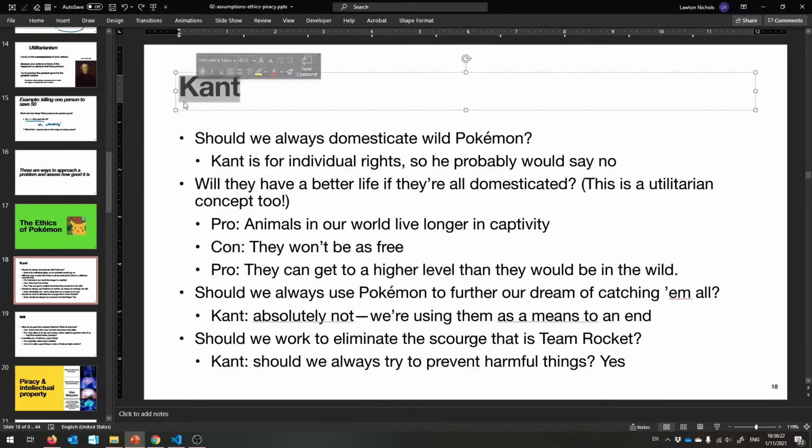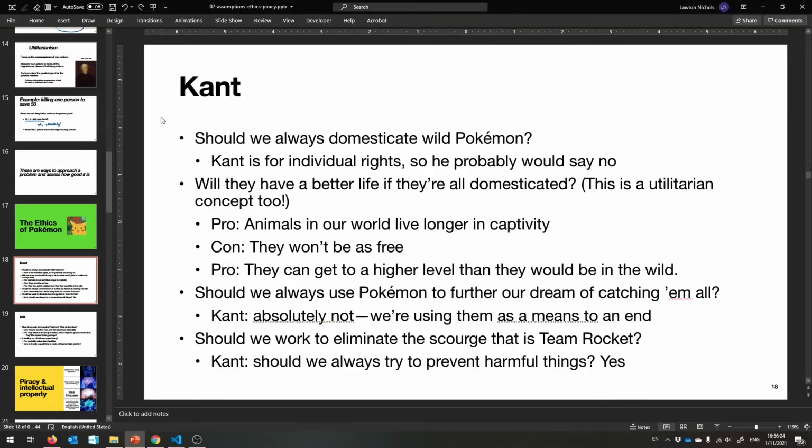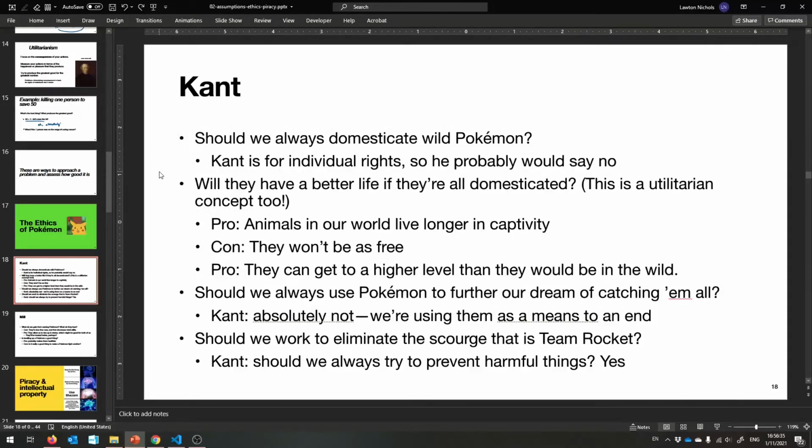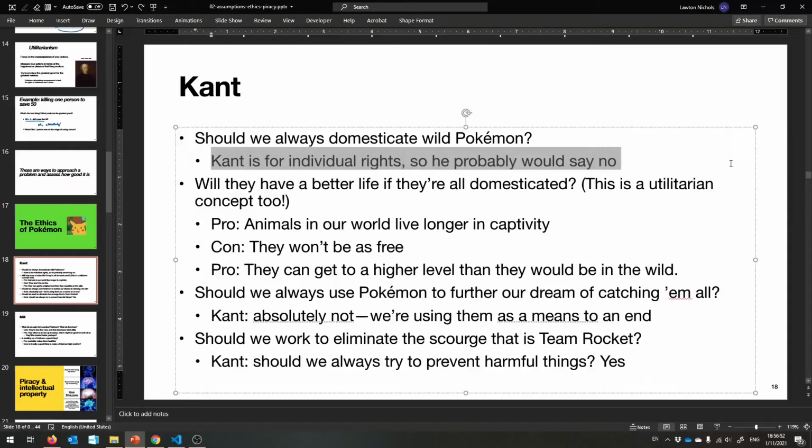So Kant, if we think about him, he would ask questions like, okay, should we always domesticate wild Pokemon? Is this a good idea? Kant is for individual rights, so he would probably say no in this case. Pokemon should be free. I wouldn't want to be domesticated myself, so obviously we should not do this. We should not always do this. In that case, Kant would never be a Pokemon trainer. He would hate that. He would protest against it. All right, but that's one argument that Kant might make.